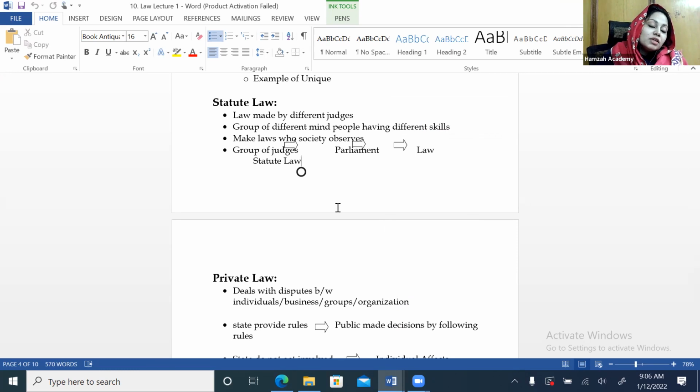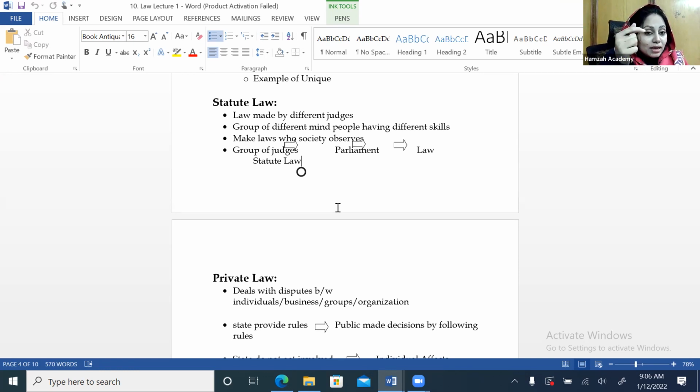And then after the introduction of the concept of fairness, the groups thought there were so many other matters which needed special skills. So what they did was nominate different judges, different people having different skill sets. They collect different people with different skill sets and make a pool. This pool is called the statute, the parliament.